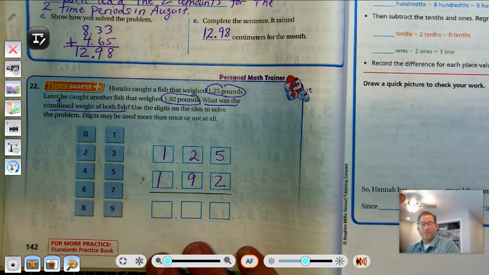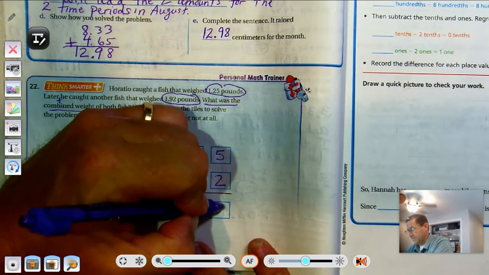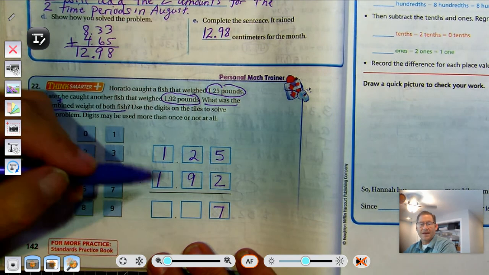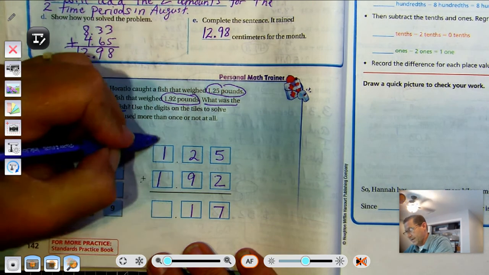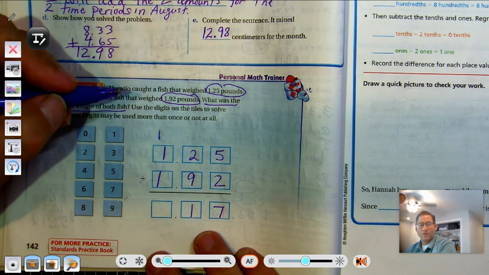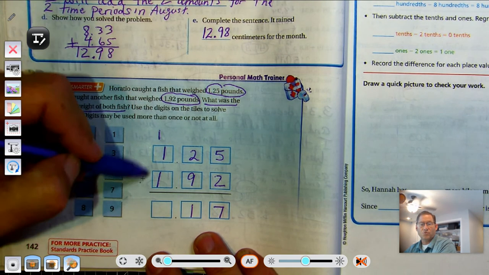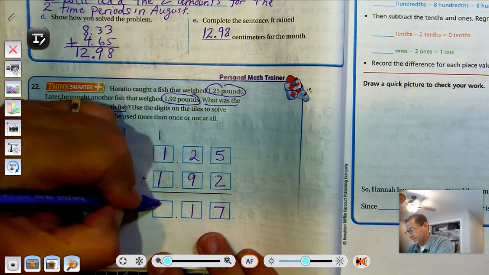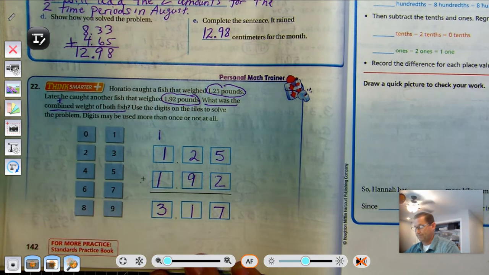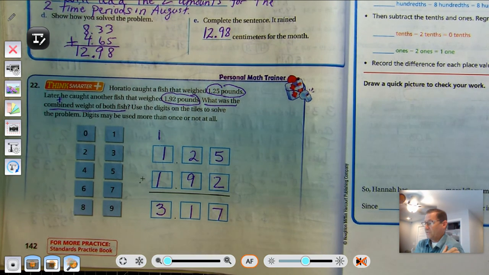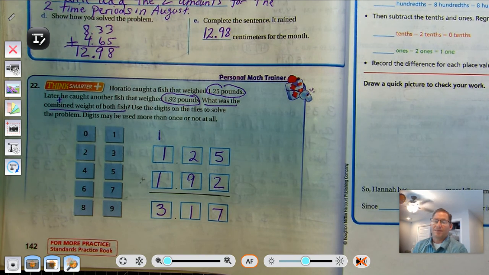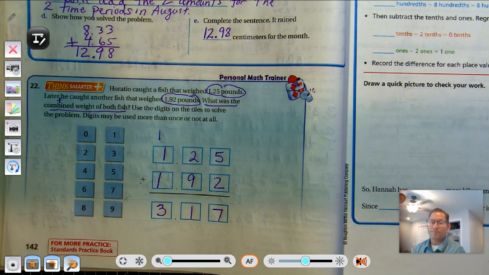And now just add, right? 5 hundredths and 2 hundredths, 7 hundredths. 9 tenths plus 2 tenths is 11 tenths. We're going to regroup that as 1 whole and 1 tenth. Add the 2 ones and the regrouped 1 to give us 3. Okay. So that's all there is to adding decimals. The key, make sure that we line up the decimal point and line up the decimal values.